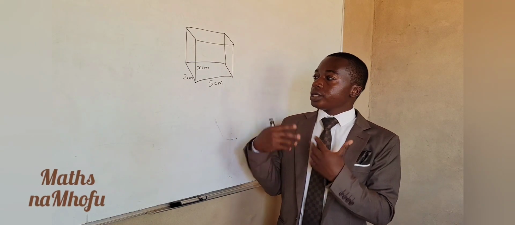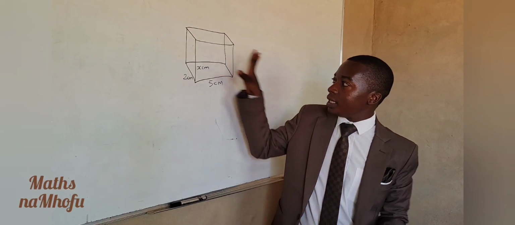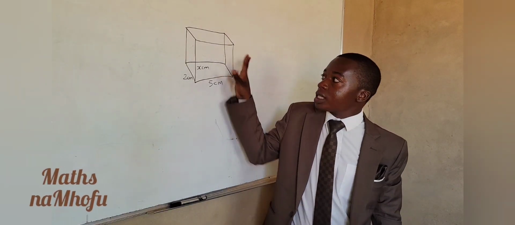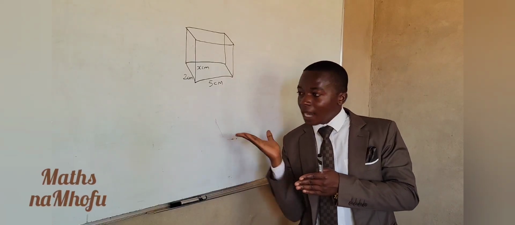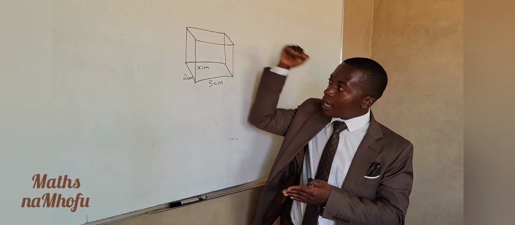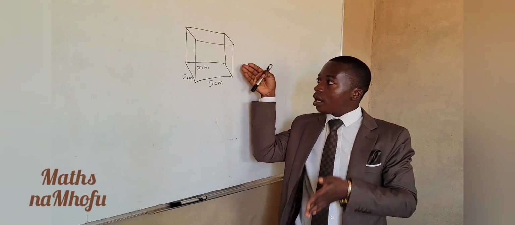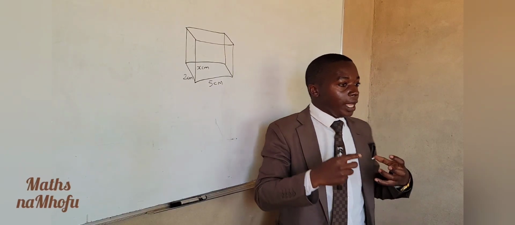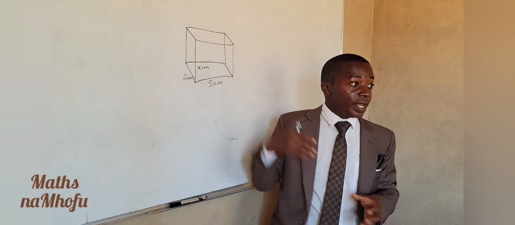I want you to understand this. A cuboid, this is how you get the surface area, as I told you before. This side, area of this side, is the same as area of that other side. You understand? And area of the down part is the same as area of the top part, right? Yes. And area of this side is the same as area of that other side. So we are asked to form an expression in terms of x to show the total surface area.